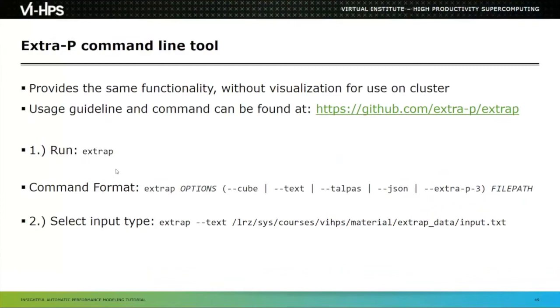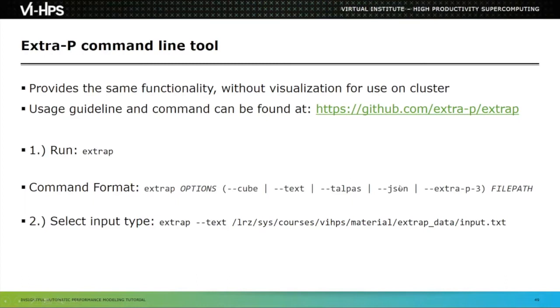Now, as I mentioned, we can of course also use the command line tool, for example if you're working on a cluster. If you want to see the different commands and options that we have for that, just visit our Extra-P GitHub page and you will find the documentation there. It's as simple as typing extrap. Then the first important thing is you need to choose the input file that you want to load. It could be either a cube file that is coming from Score-P or a text-based file like I just showed, but we have more input options. There is a JSON format, for example, as well.